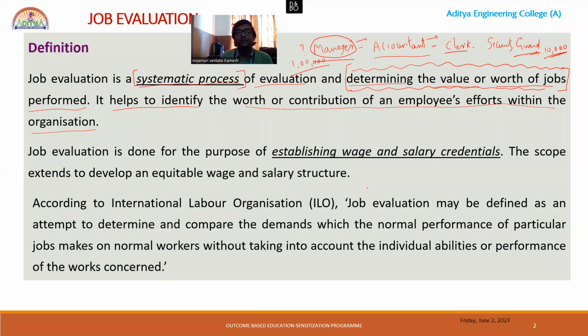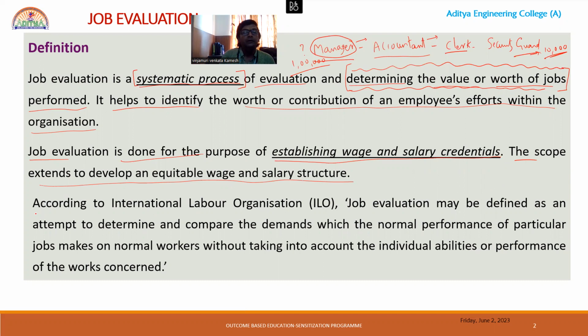It is a systematic process of evaluation. It is not a random one, not an arbitrary one, and not made by impulse. Job evaluation is done for the purpose of establishing wage and salary credentials. As I told you earlier, why this particular job is to be paid this amount, a clear-cut justification is given. The scope extends to developing an equitable wage and salary structure.